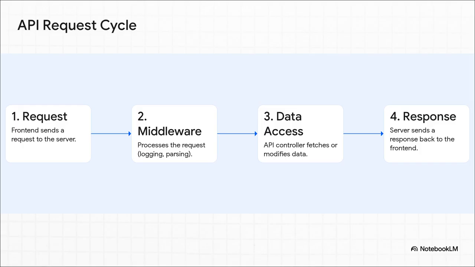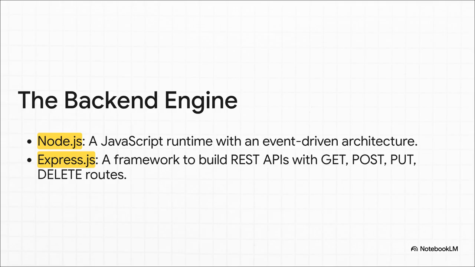So how do these two parts, the beautiful front end and the powerful back end, actually communicate? They talk through something called an API. It's like a waiter in a restaurant. Your front end, the customer, says, hey, I'd like to get the user's profile data. The request goes to the kitchen, our back end. First, middleware. Think of this as the bouncer or security guard, checks to make sure you're allowed to ask for that. Then a controller, the chef, gets the data, puts it on a plate, and the server sends it right back out to your table. Simple as that.